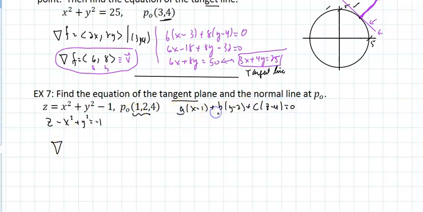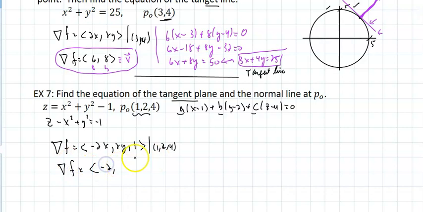And where am I going to get A, B, and C? That's going to be the gradient, because it's going to be normal or perpendicular to this plane. So partial with respect to x, 2x. With respect to y, with respect to z, evaluated at 1, 2, 4. The gradient is going to be a -2, a 4, and a 1.